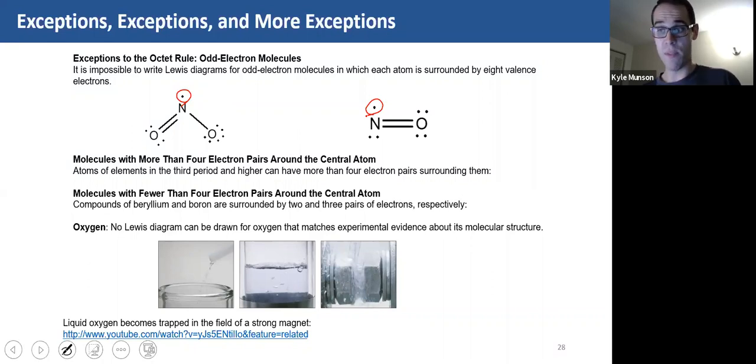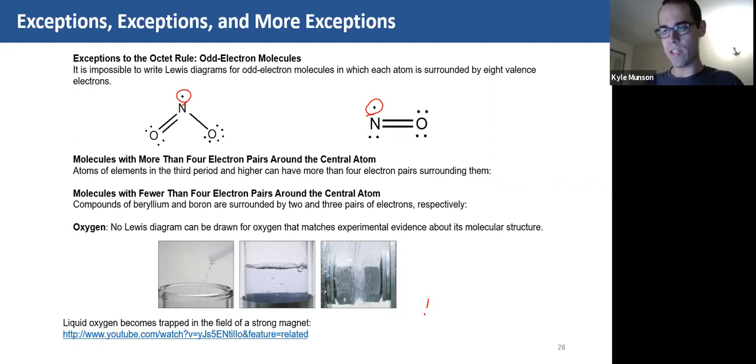You have molecules sometimes that have more than 4 electron pairs around the central atom. You have molecules that sometimes have fewer, like beryllium and boron. So they can have 2 and 3 pairs of electrons respectively. So that's kind of a violation of the octet rule. And then for oxygen, no Lewis diagram can be drawn for oxygen that matches experimental evidence about its molecular structure.